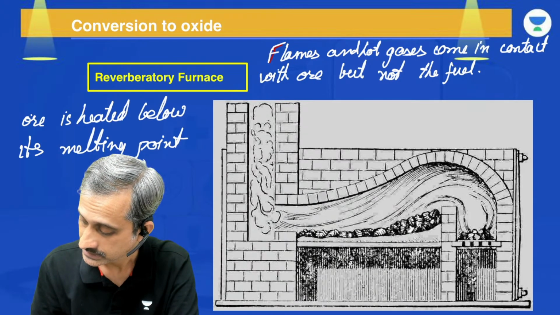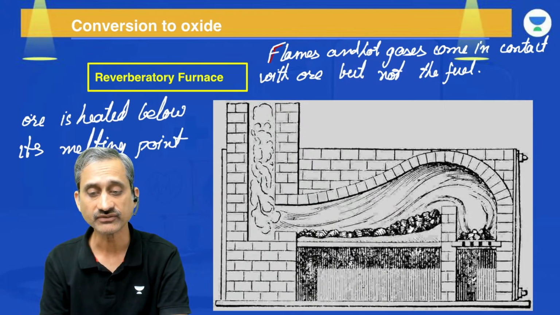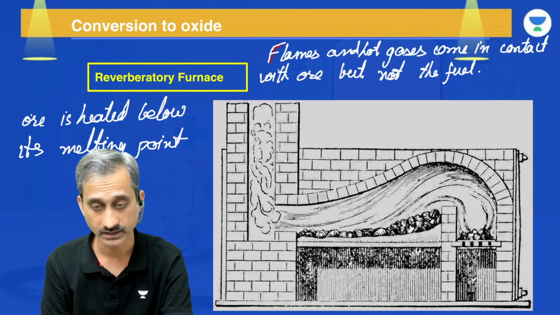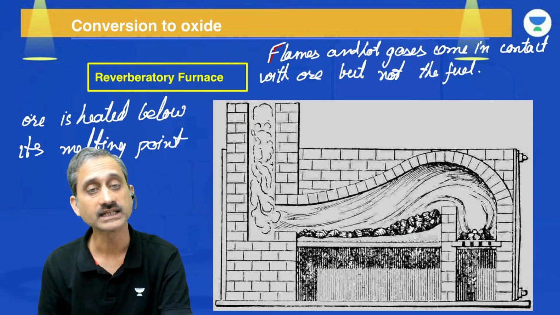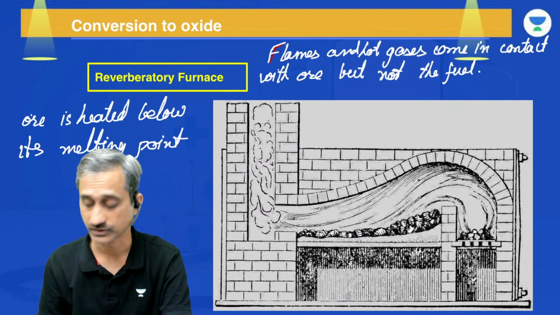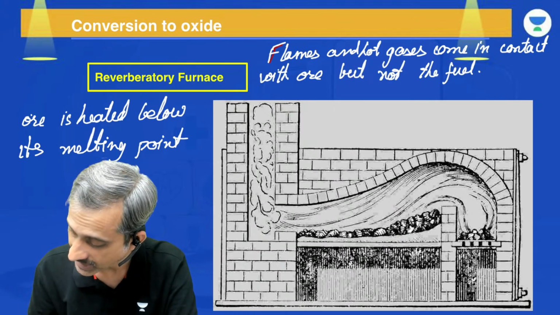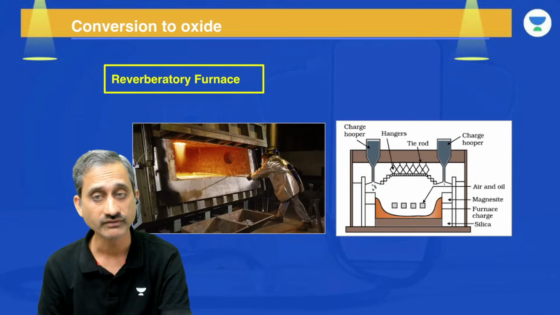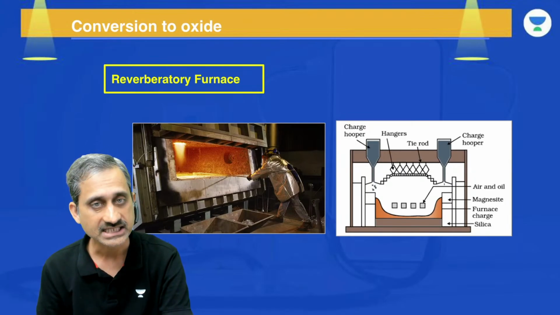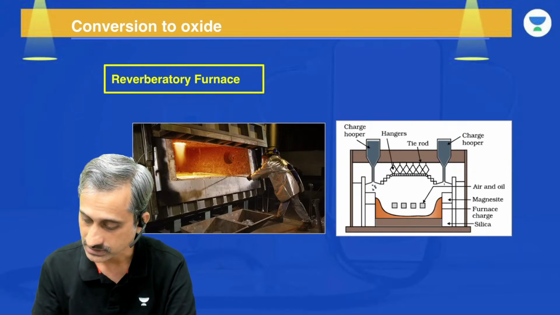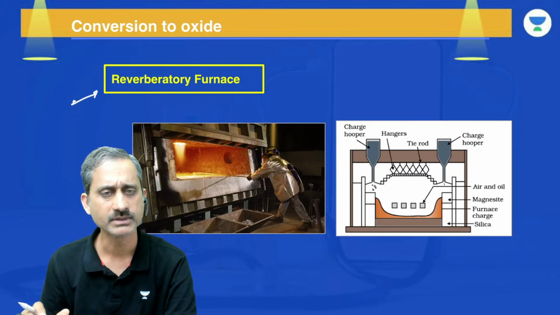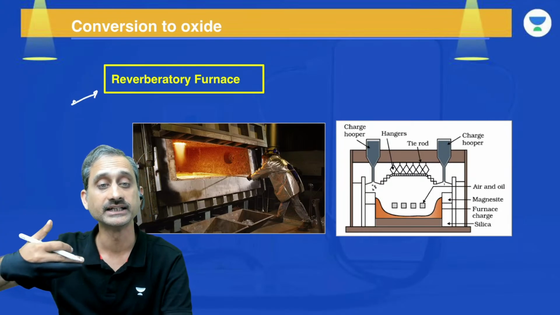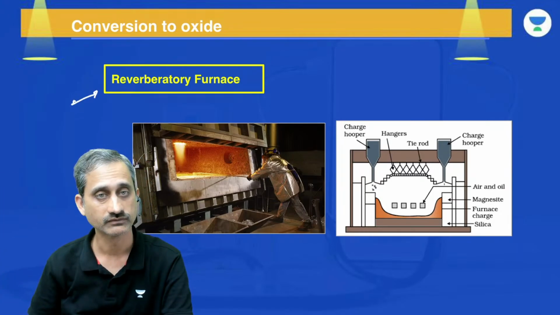Clear? Now, in the case of the reverberatory furnace, we can always control the flow of air. In this case, if we have a high flow of air, it is going to become roasting, and if we have a low flow of air, it is going to become calcination. Okay, this is the reverberatory furnace. Reverberation, because here the flames are reverberated or reflected from the surface.